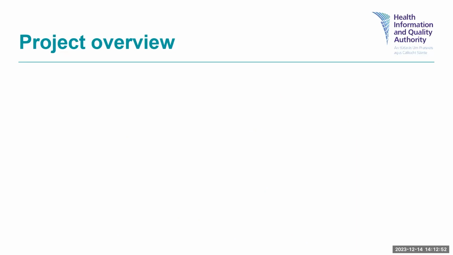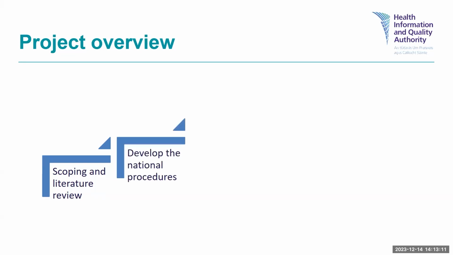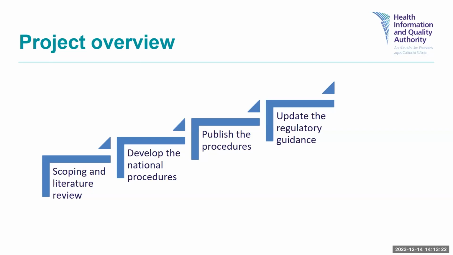In order to prepare us in HIQA for taking on the function of developing the national procedures, we had to establish a project team. So this slide provides an overview of the steps involved. So to start with, a review of literature was carried out and a scoping consultation was used to inform and develop the draft national procedures document. The draft document underwent a focused and a public consultation prior to publication on the 23rd of November. Regulatory guidance also had to be updated, and after a settling in period, we will start to assess compliance, and Agnella will go through this in more detail later on.